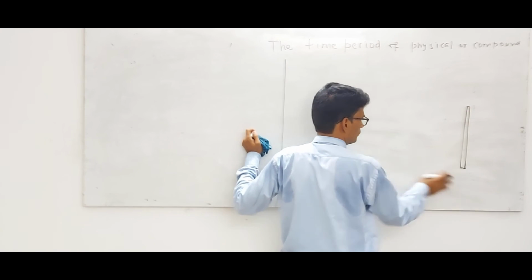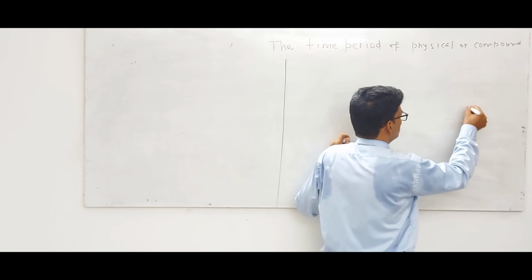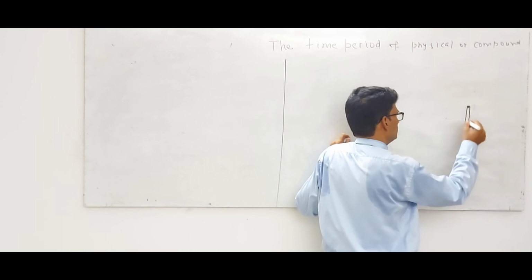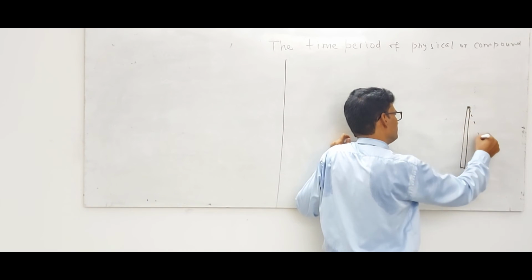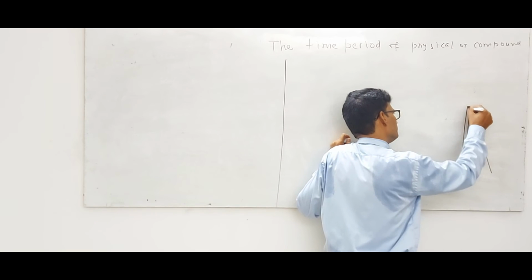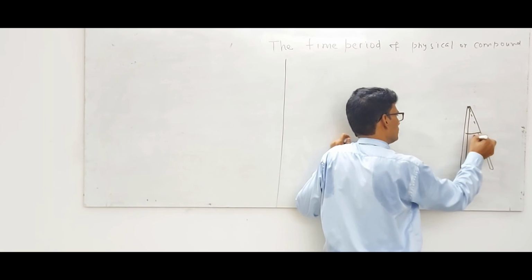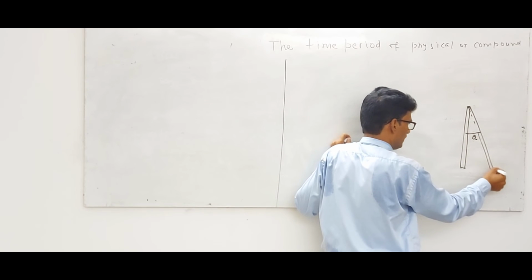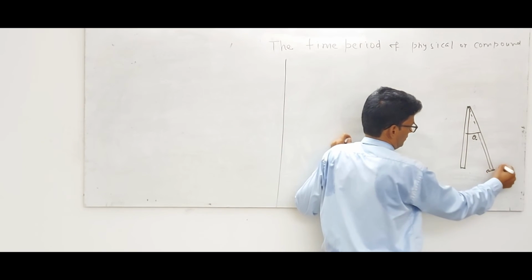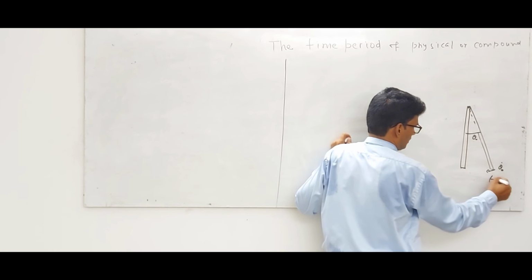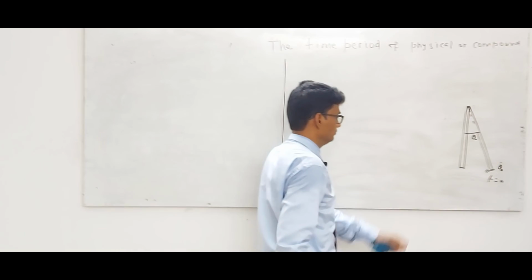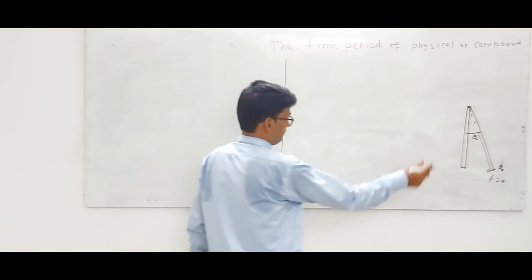Here is the rod, here is the point of suspension. Given a side, here at theta naught, the given angular speed is theta naught dot at t equal to 0. So the time period is quite easy.